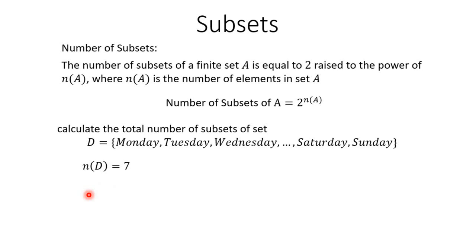So the number of subsets of set D will be 2 to the power of the cardinality of D, which is 7. 2 to the 7th power is equal to 128. That's 2 times itself 7 times.